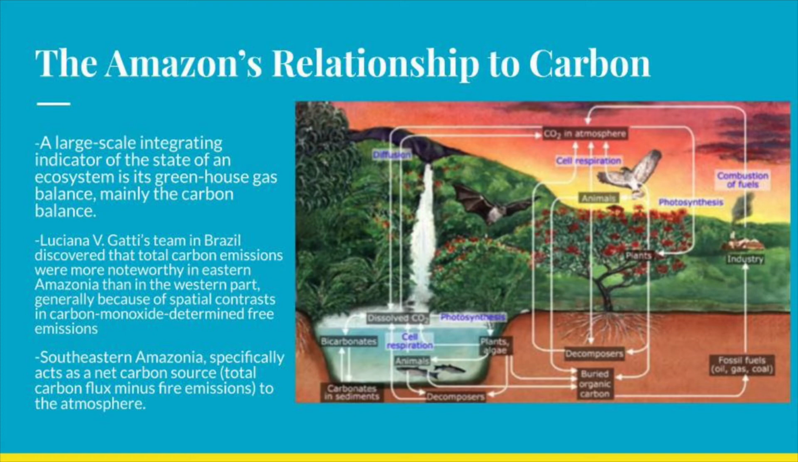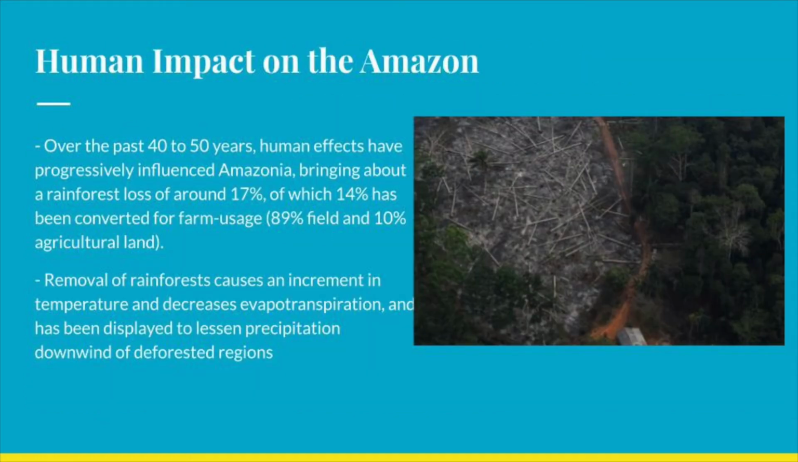through the rainforest. So, to put the human impact on the Amazon into perspective, over the past 40 to 50 years, human effects have progressively influenced Amazonia, bringing about a rainforest loss of around 17%, of which 14% has been converted for farm usage, which broken down is 89% field and 10% agricultural land.